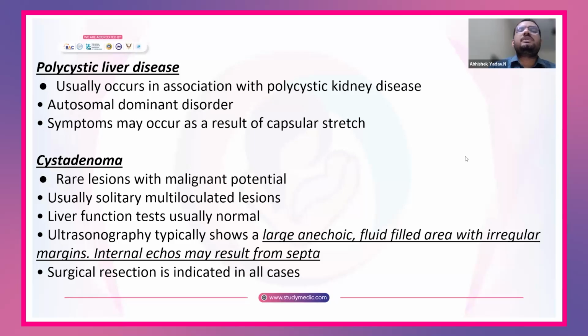Polycystic liver disease is usually associated with a lot of other cystic diseases like polycystic kidney disease. It's also associated with some berry aneurysms in the brain. It's an autosomal dominant inherited disorder, with a mutation in the ADPKD gene, and symptoms usually occur as a result of capsular stretch.